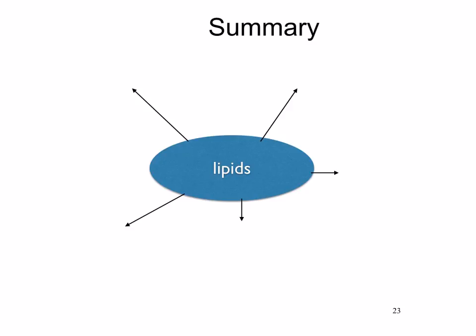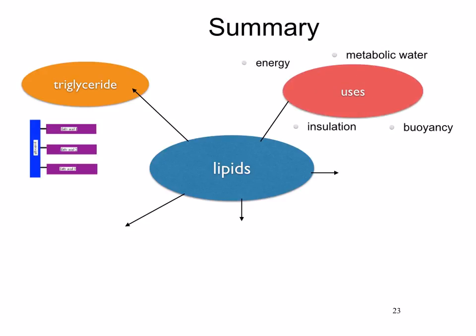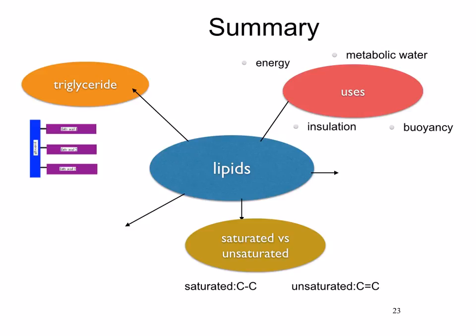So let's look at a summary of lipids. You've got triglycerides, which are formed from glycerol and 3 fatty acid tails. What is the bond between these molecules called? It's an ester linkage. The different uses are energy, metabolic water, insulation, and buoyancy. What's the difference between a saturated and unsaturated fat? Well, saturated have only got single bonds, and unsaturated have got double bonds.